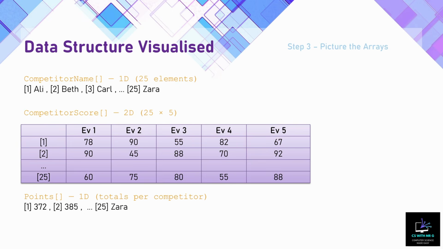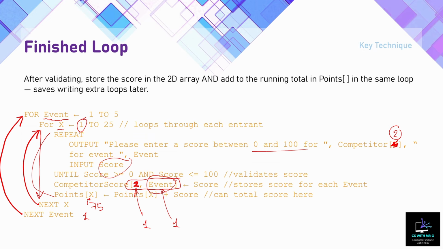So let me just show you in the data structure again. This was the 75 that I mentioned before in the first loop. Next one is here. Next one is here. And it will keep looping until 25. Then it will jump over to this event where we then enter Ali's again, and then Beth's, and then Carl's, and then so on and so forth. But that's how this nested loop is working. And again, guys, this is as tricky as it gets. If you can understand that, you will be aiming for some of the higher marks in this question.